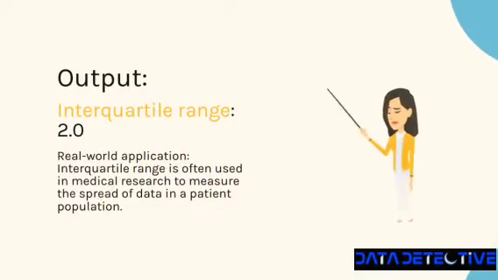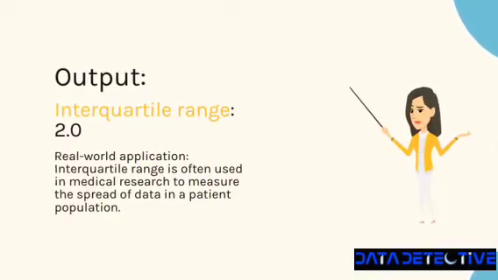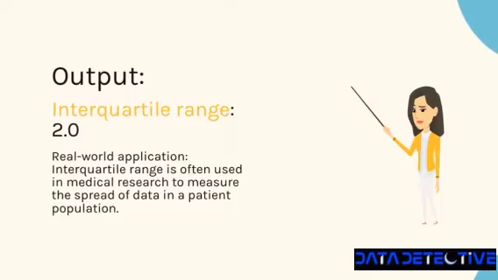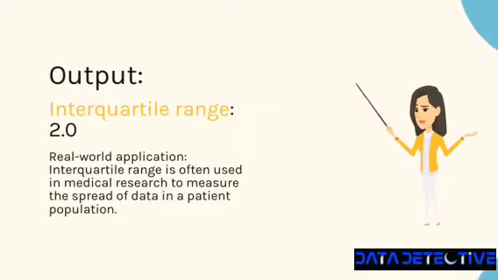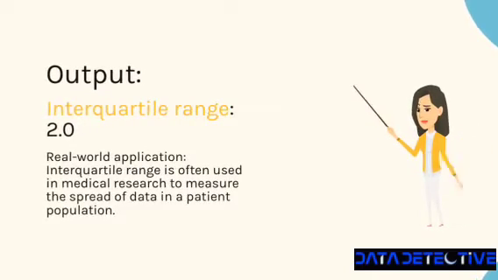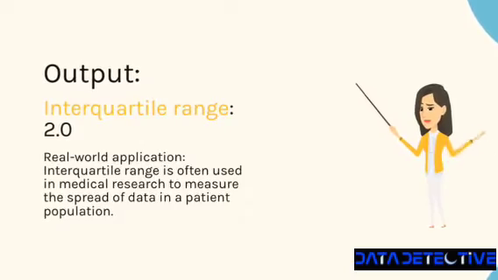Output: Interquartile range 2.0. Real-world application: Interquartile range is often used in medical research to measure the spread of data in a patient population.